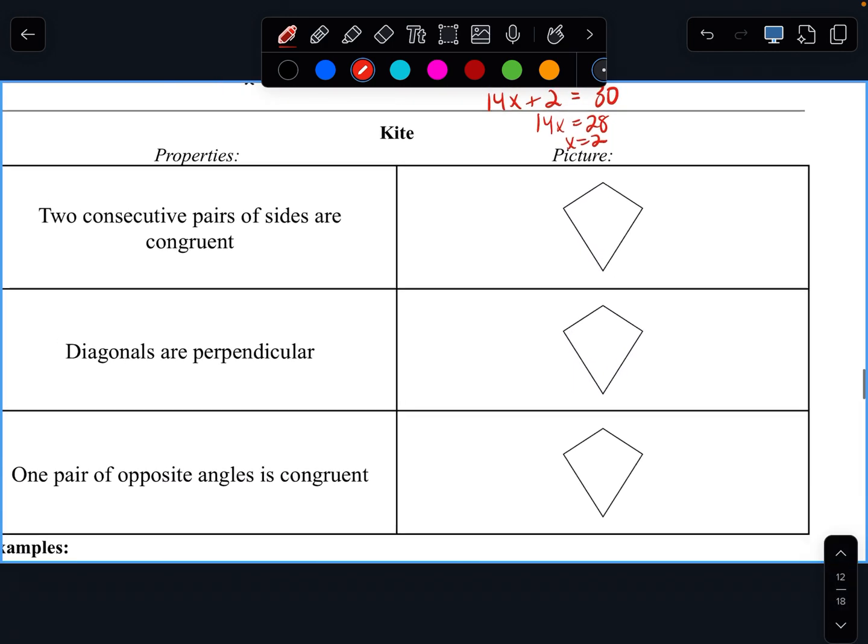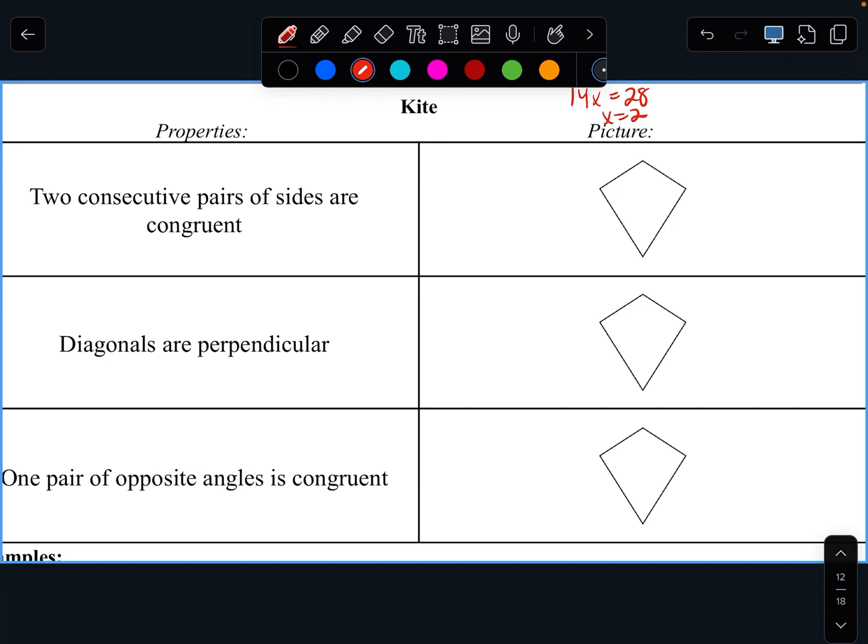All right, moving along. Guess what a kite looks like? A kite. Okay, don't be weird about it. Okay, it looks like it. All right, so just remember normal stuff, like here we go, there's a kite, that's what it looks like. This is a fancy way to say it. Consecutive pairs of sides. It just means two pairs.